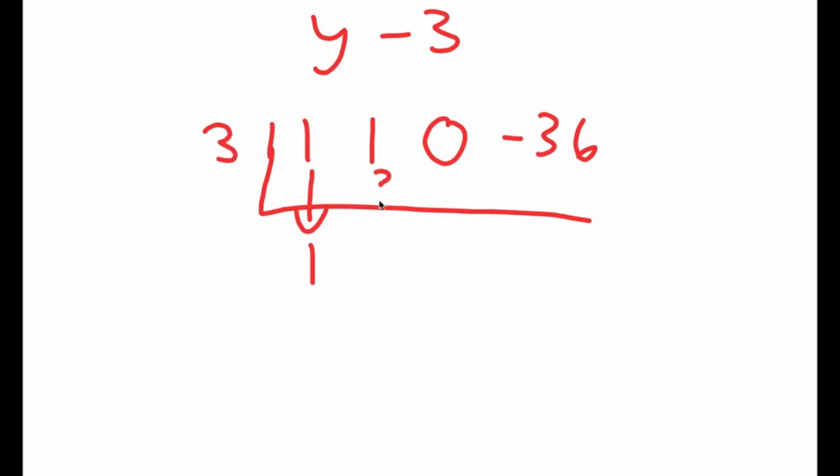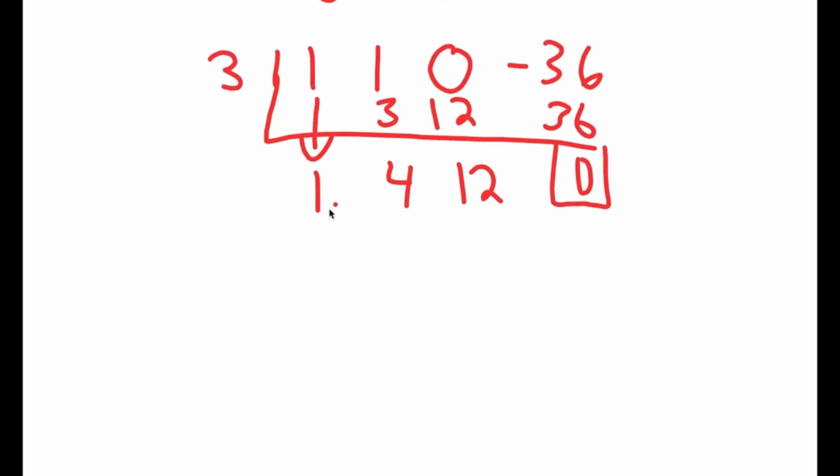3 times 1 is 3. 1 plus 3 is 4. 3 times 4 is 12. 0 plus 12 is 12. And 3 times 12 is 36. Negative 36 plus 36 is 0. So I have a remainder of 0. And these are going to be my coefficients for my problem right here. I have x squared plus 4x plus 12.